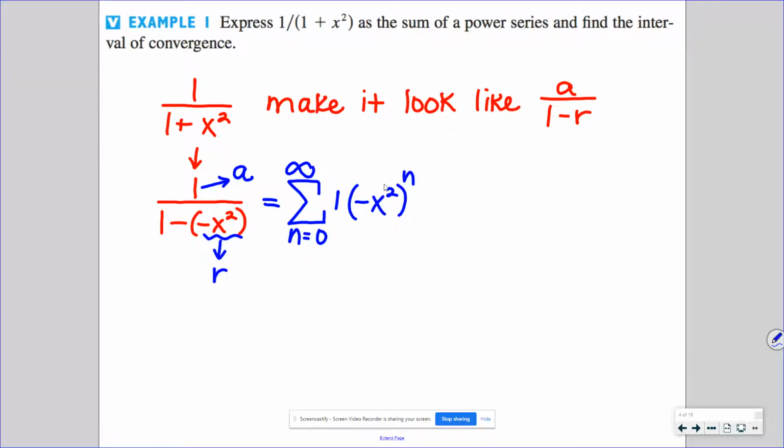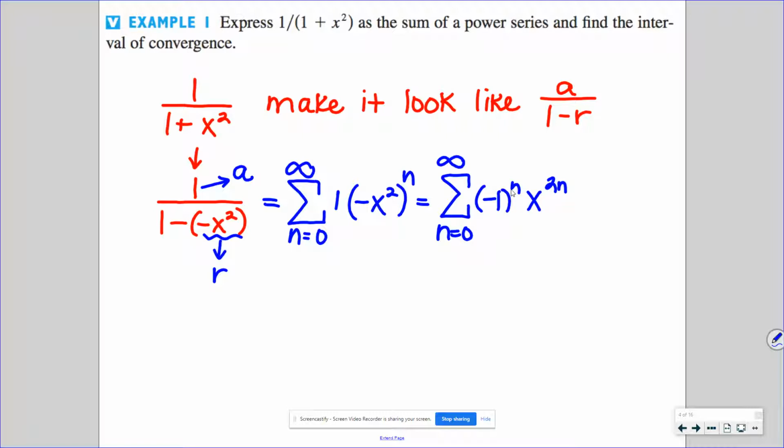Now, the series could use a little work. Like the negative, I could pull that to the front and make it -1 to the n. And then maybe we could write it as x to the 2n. Does that make sense to you? X squared to the power of n, you would multiply the exponents, right? Okay, so we have a series.